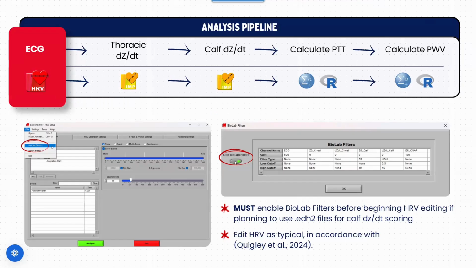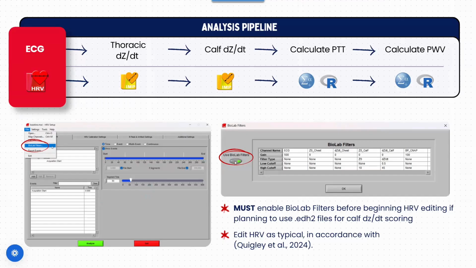So starting from our ECG, since we had applied BioLab filters to our Z0 of our CAF and DZDT, these filters will not automatically be carried over into your analysis applications. Instead, you need to go to File, BioLab Filters, and turn these on at the HRV stage.